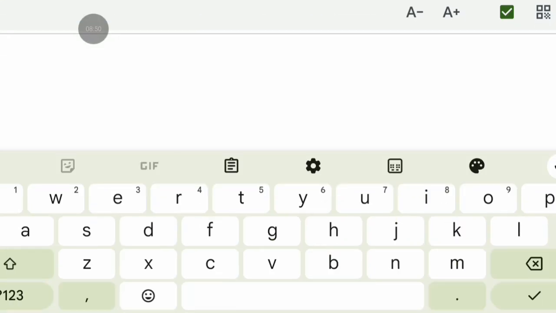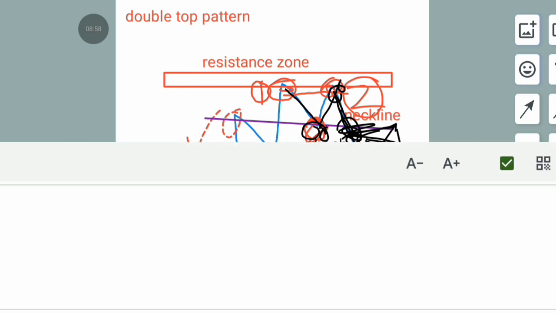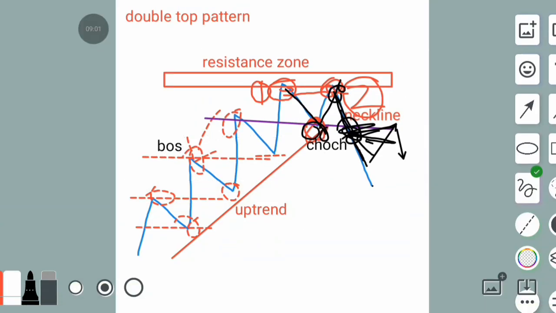So we've been having the break of structures here, break of structure here, break of structure here, break of structure here. What do we mean by break of structure? It's when the high is higher than the previous high, there's a break of structure. So we have been having break of structures because it was an uptrend, and now we have a change of character here because it's now the low has gone beyond the previous low. Okay, so that's what we call a double top pattern.